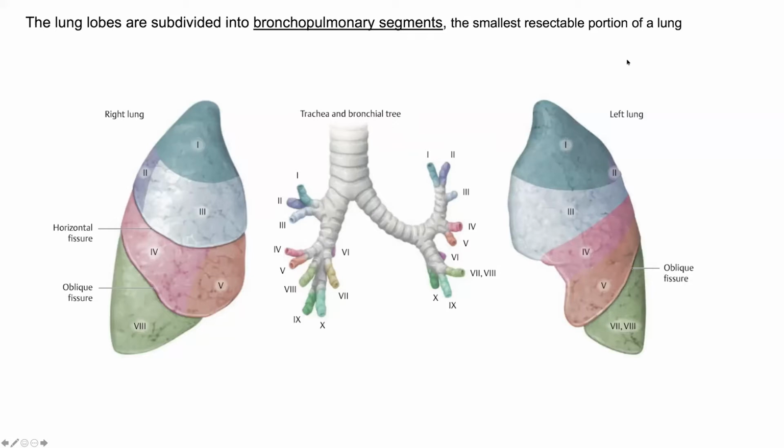So that's the bronchopulmonary segment. Are we good with that? These areas have been numbered. Guys, are you still with me? Are you with me? Yes. Okay, thank you. So these areas, these numbers, they are called bronchopulmonary segments.